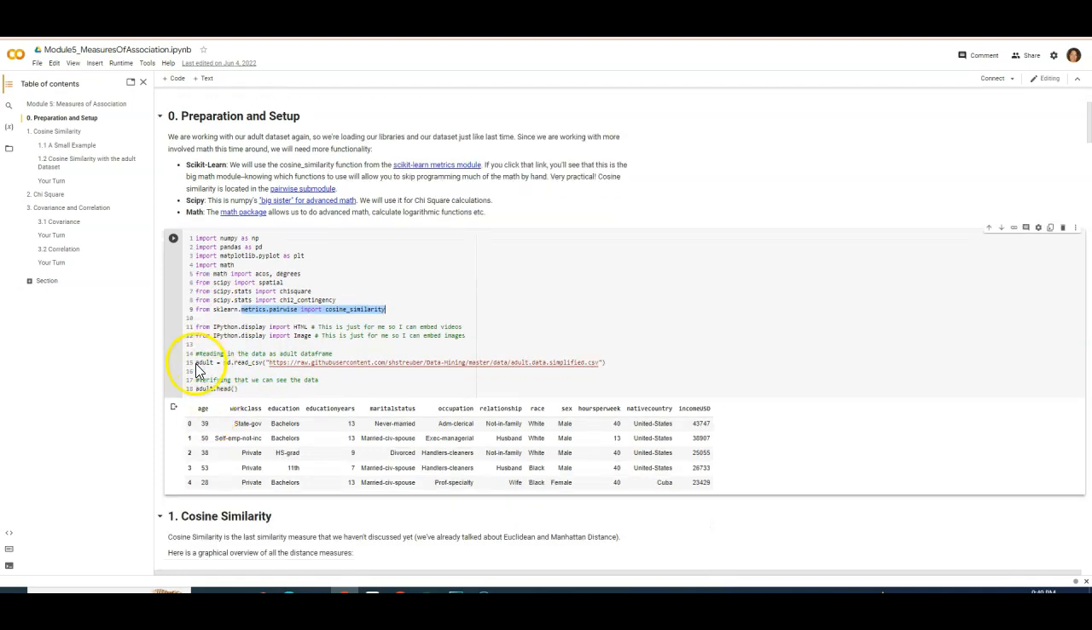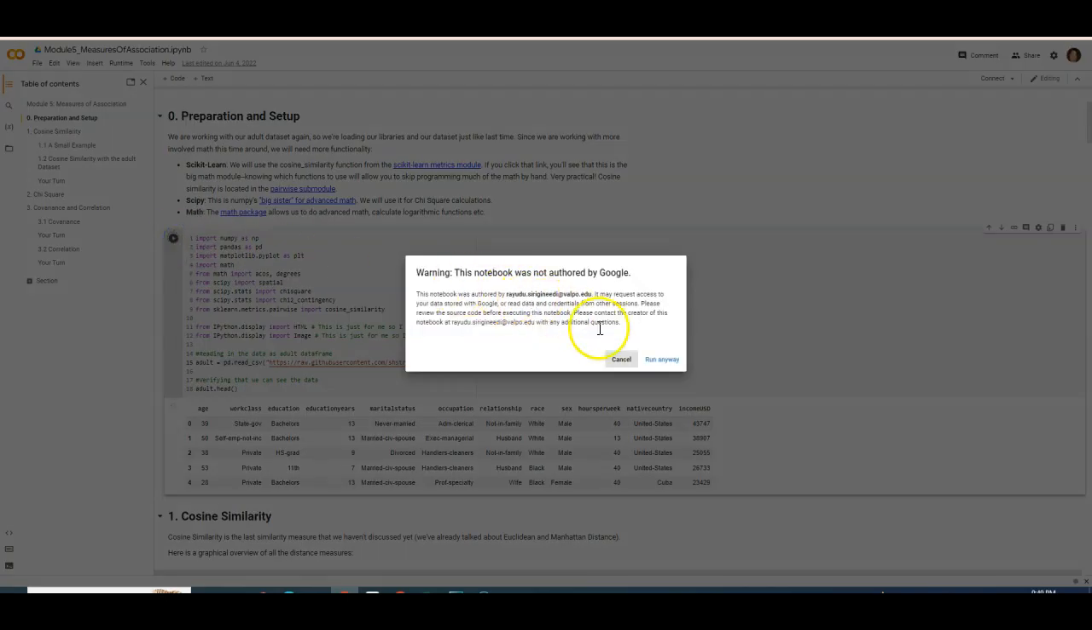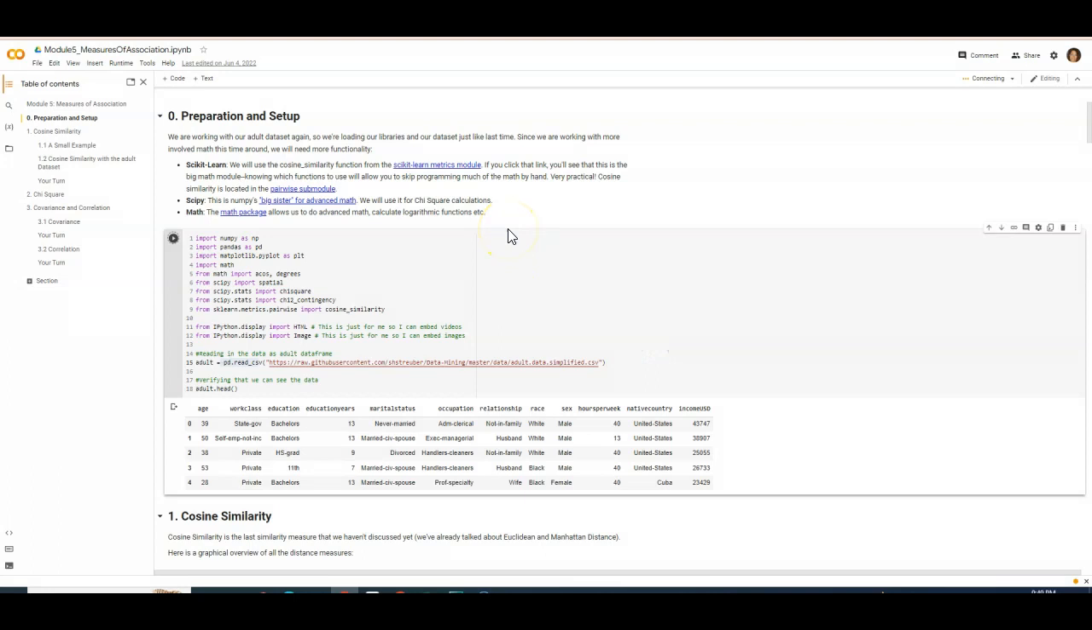So here we're going to read in our adult data set with pd.read_csv, and then we're going to look at the adult data set.